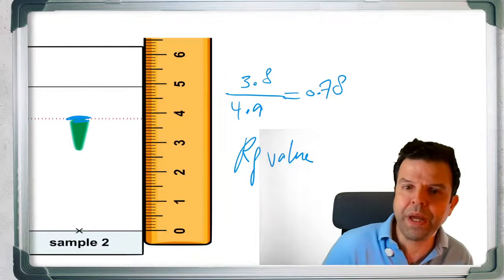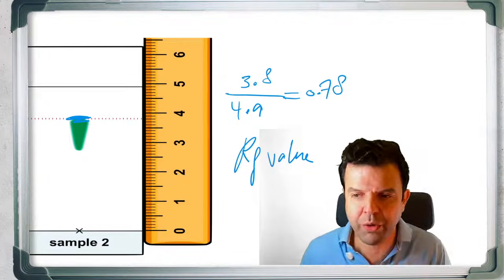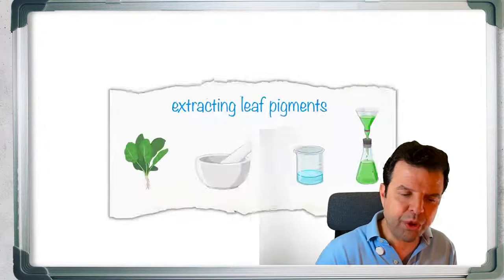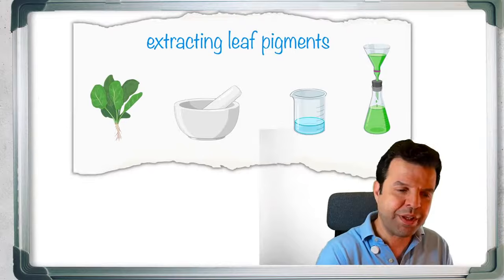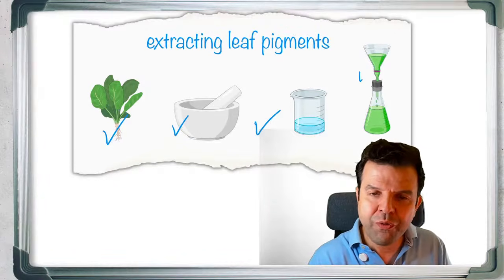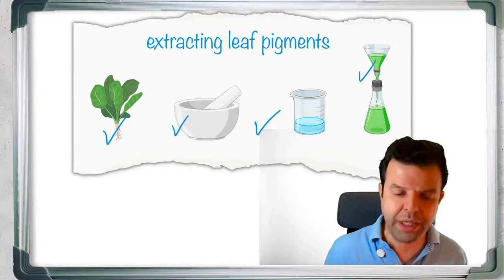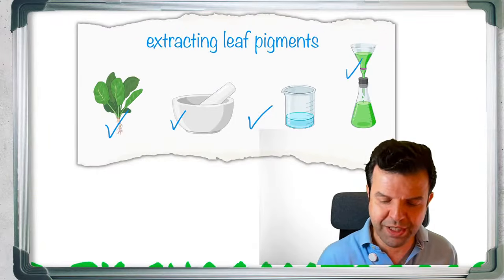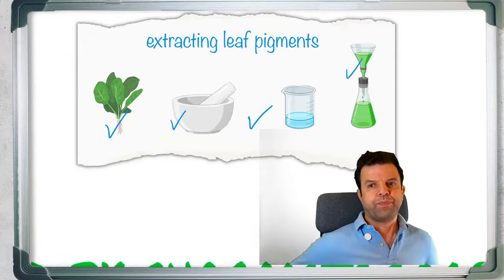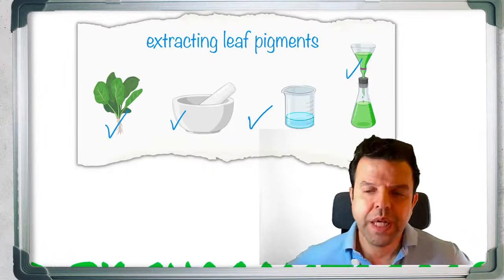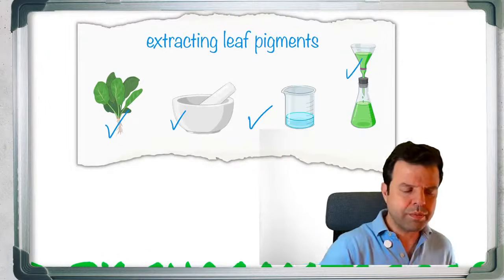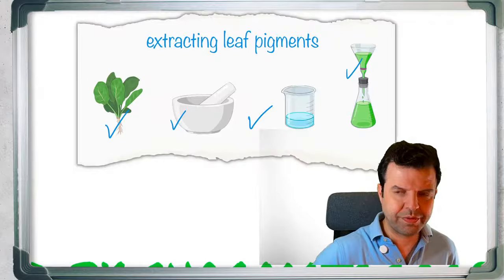Okay, and I can compare it to some other pigment from another plant. So once again, how did we do this experiment? 4 steps: crush, dissolve, filter, then run in a chromatography paper. Okay, any question? All good?